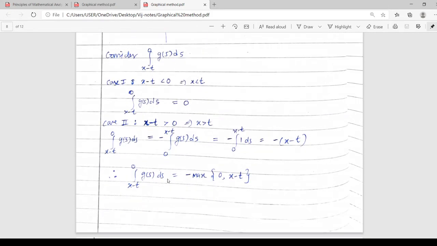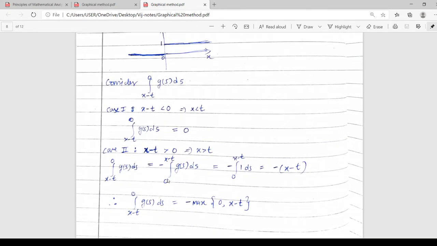Now we know that g of s takes the value 0 if s is negative and 1 if s is positive. But what is x minus t? We don't know. So we have two cases here. x minus t can be less than 0 or it can be positive. If x minus t is positive, it is greater than 0, then it will take the value 1. If x minus t is negative, it is less than 0, then g will take the value 0.